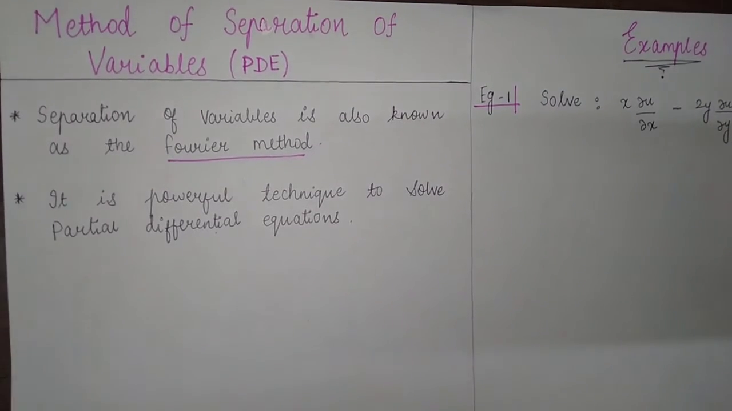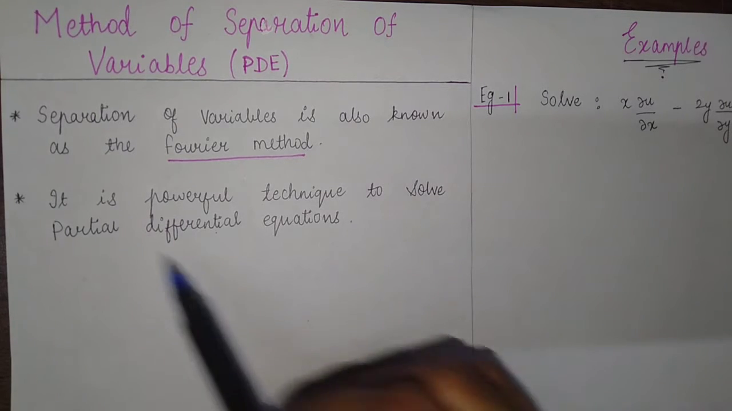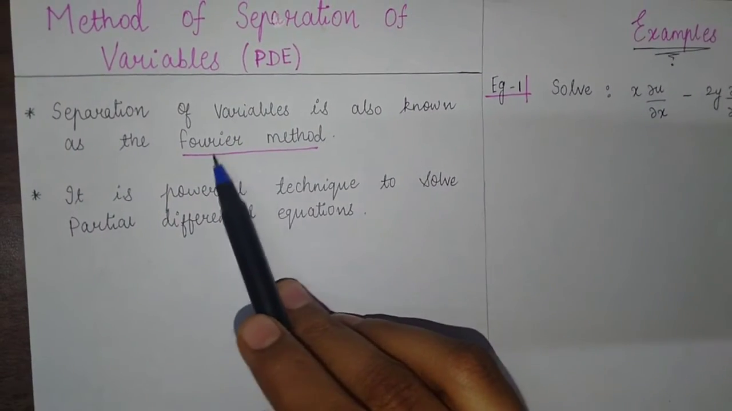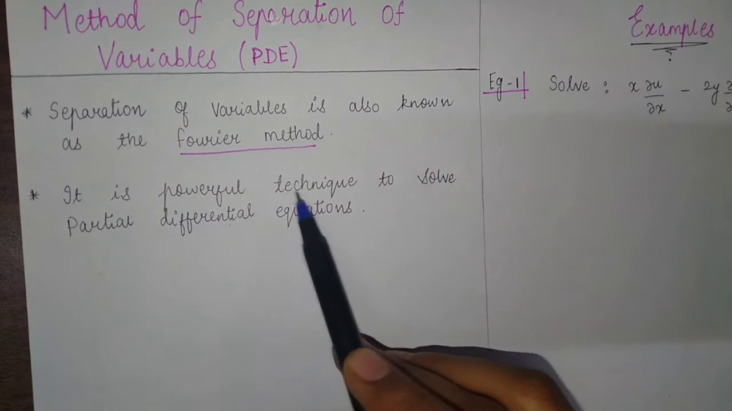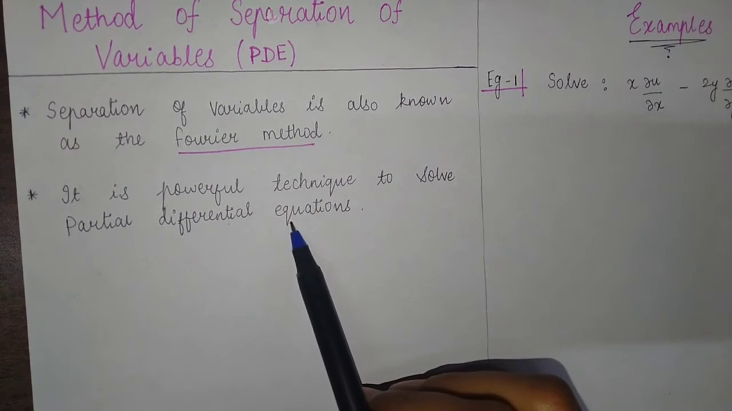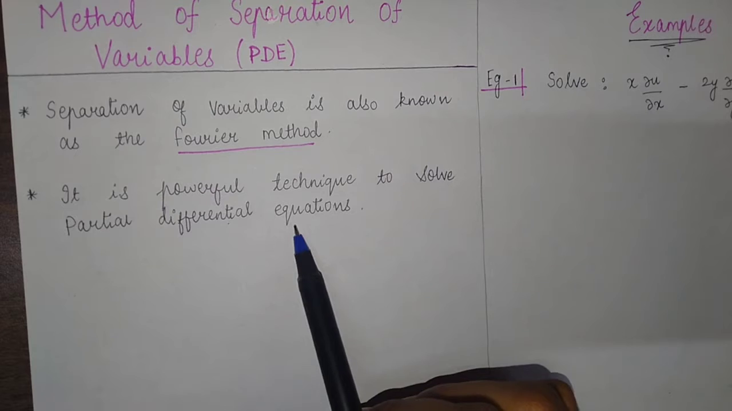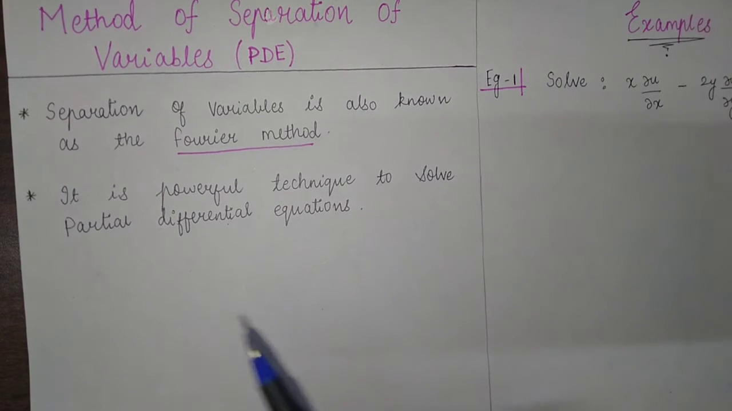Hello everyone. Today we will study the last method of unit number 5, that is the method of separation of variables. This is also one of the methods of partial differential equations. Separation of variables is also known as the Fourier method. It is a powerful technique to solve partial differential equations. How this method is applied, we will see through the examples.